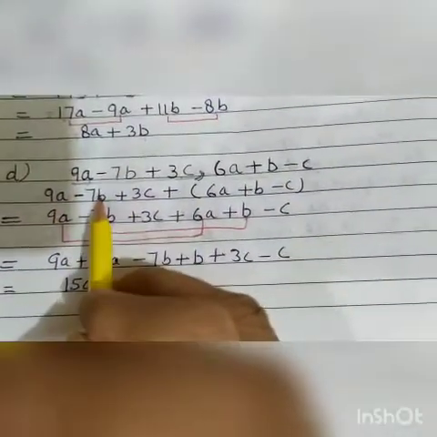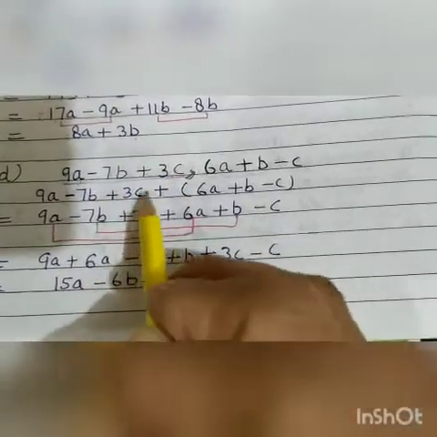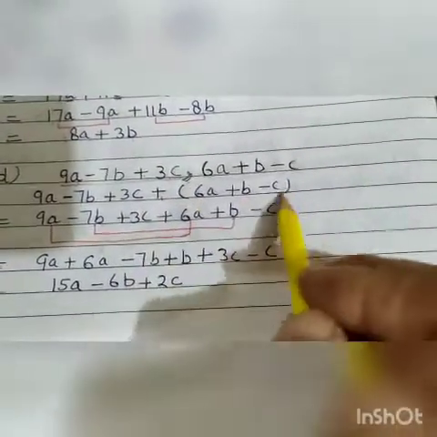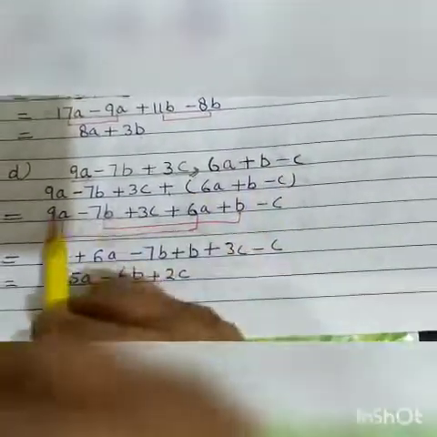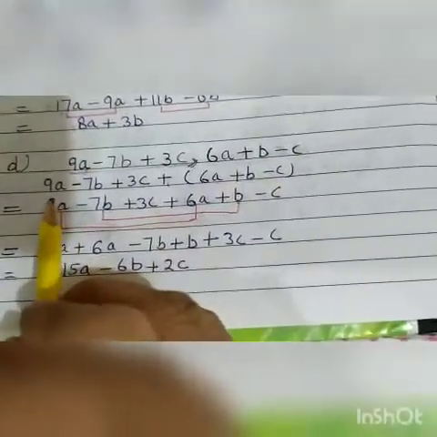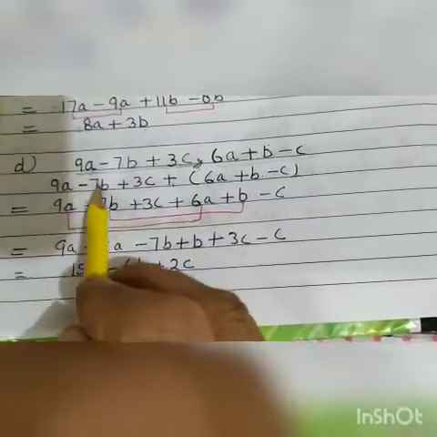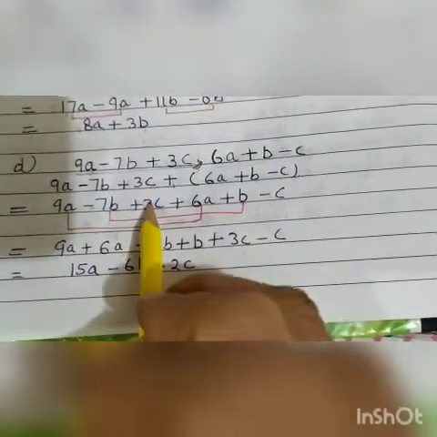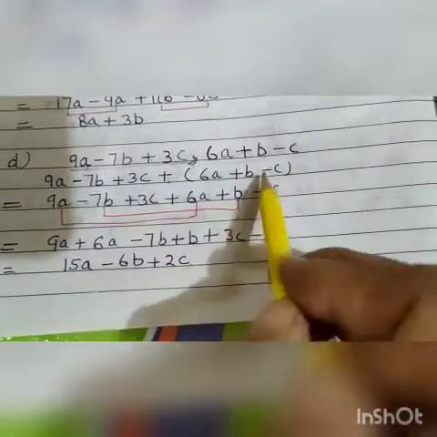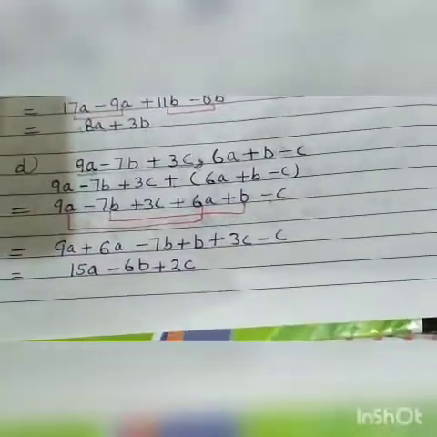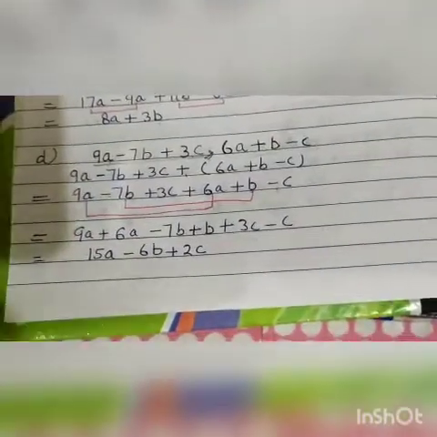9a minus 7b plus 3c. Then put a plus sign, and within brackets 6a plus b minus c. Now remove this bracket. We will write without the bracket: 9a minus 7b plus 3c plus 6a plus b minus c. Now we will put like terms together.